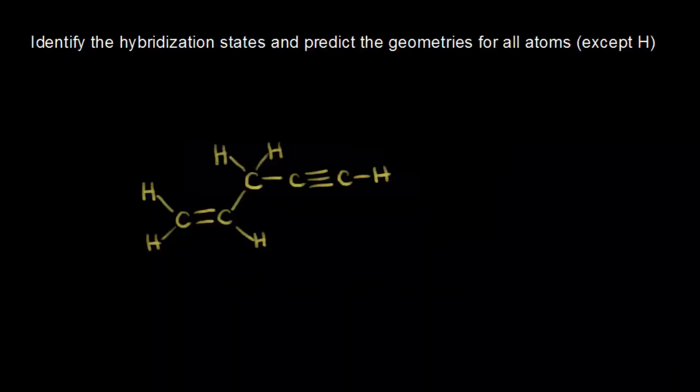Now that we understand hybridization states, let's do a couple of examples. All right? And so we're going to identify the hybridization states and predict the geometries for all the atoms in this molecule, except for hydrogen. And so let's start with this carbon right here.